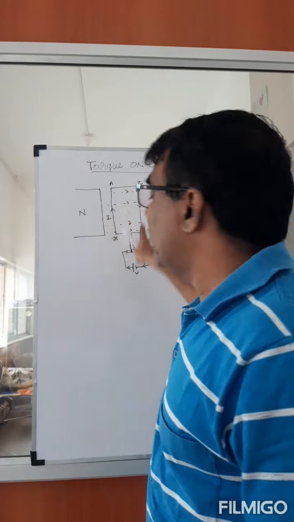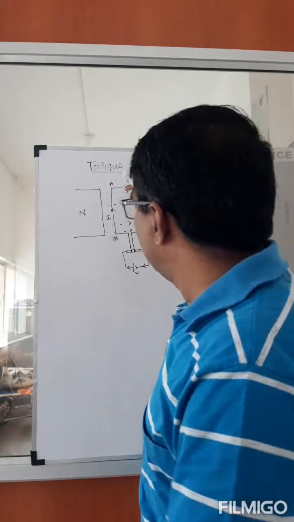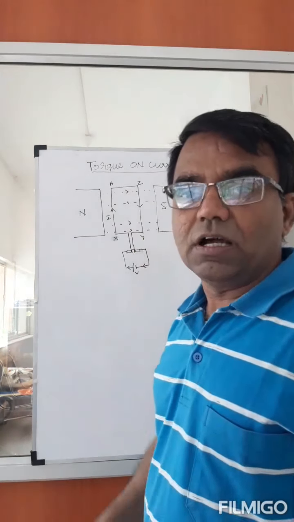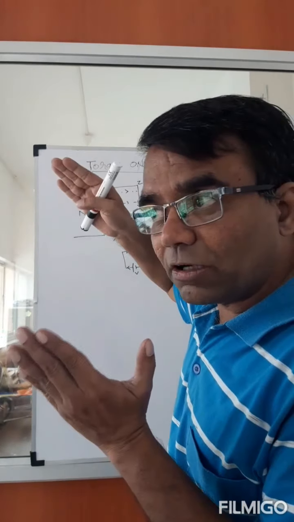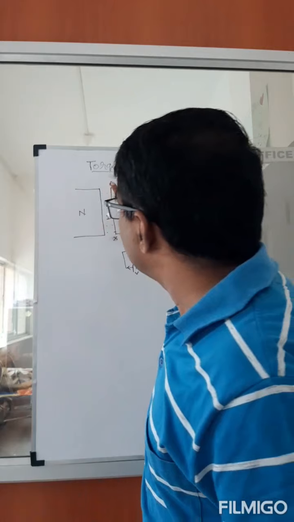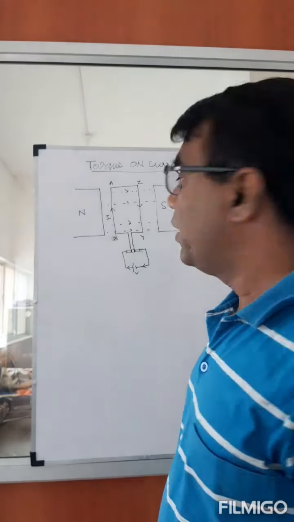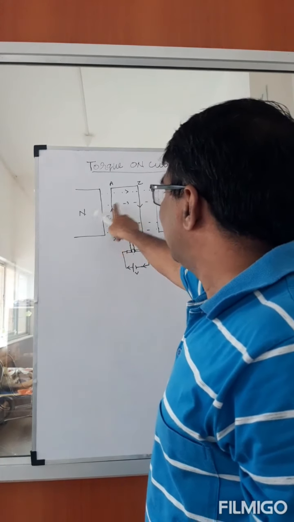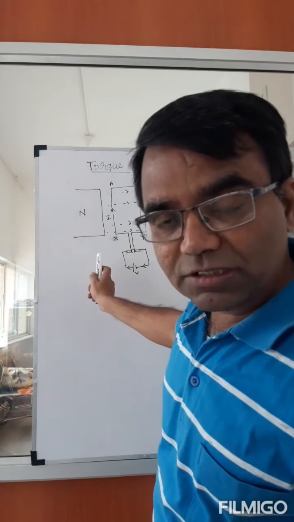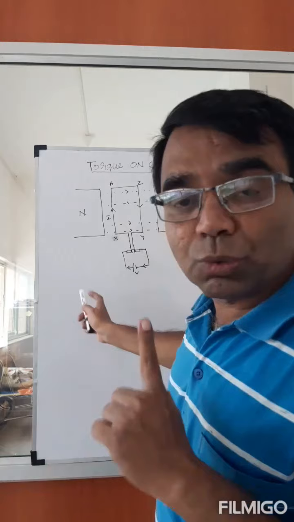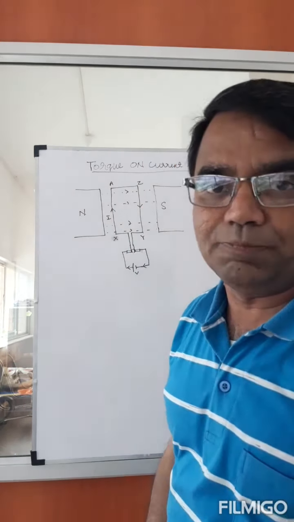Forces act on all four sides. But in our example, if you take the top and the bottom part of the loop, the forces are equal and they are also collinear, so there is no rotation possible in this direction. But if you take the other two sides, the forces are exactly equal and opposite, but they are not collinear. Since they are not collinear, a rotation is possible.